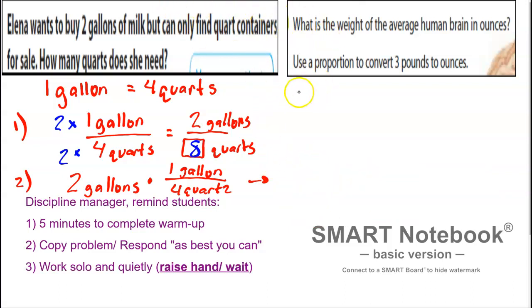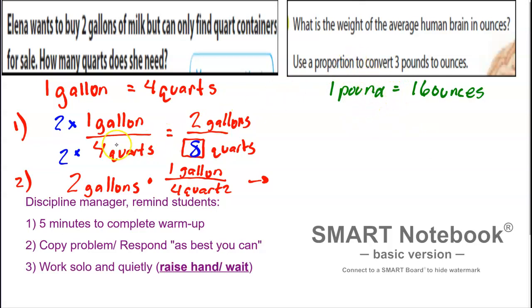Let's go green so there's a difference. What is the weight of the average human brain in ounces? Use a proportion to convert 3 pounds to ounces. Here, let's establish the fact that 1 pound equals 16 ounces. Again, you don't have to memorize this; you'll be given a formula chart. It's what you do with it.